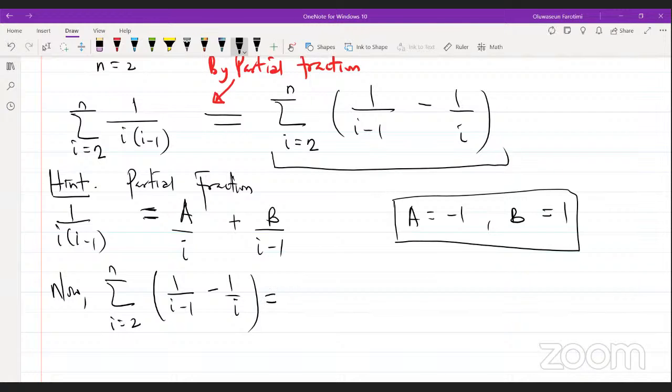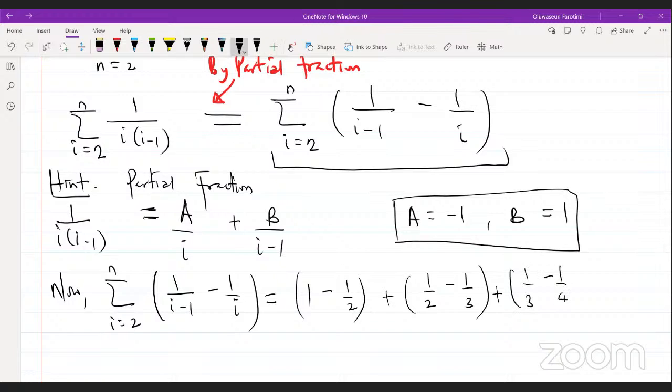Okay, so when i is 2, what happens? You have 1 divided by 2 minus 1, that's 1, right? So you have a 1 here. Minus, when i is 2, you have 1 over 2. That's a plus. When i is 3, what happens? You have a 1 over 2 minus 1 over 3, right? When i is 4, what happens? You have a 1 over 3 minus 1 over 4. You can keep going on and on until you get to the nth term.